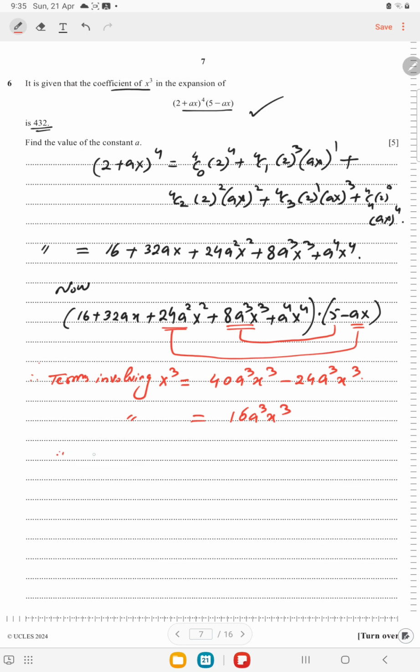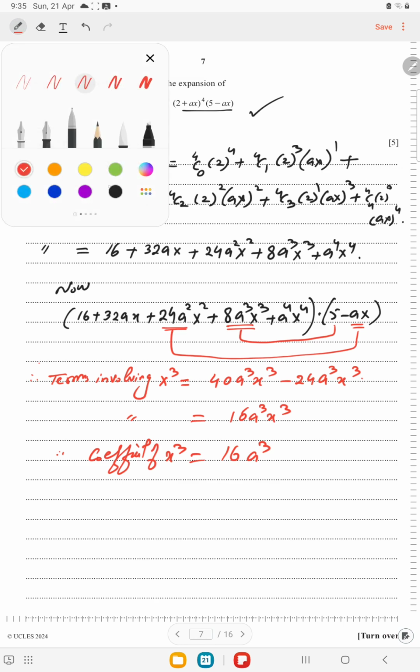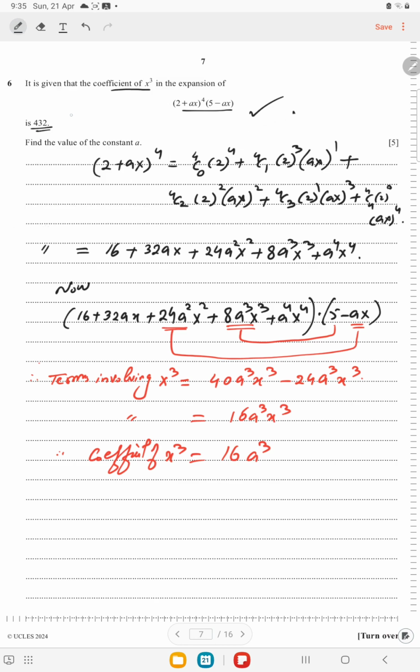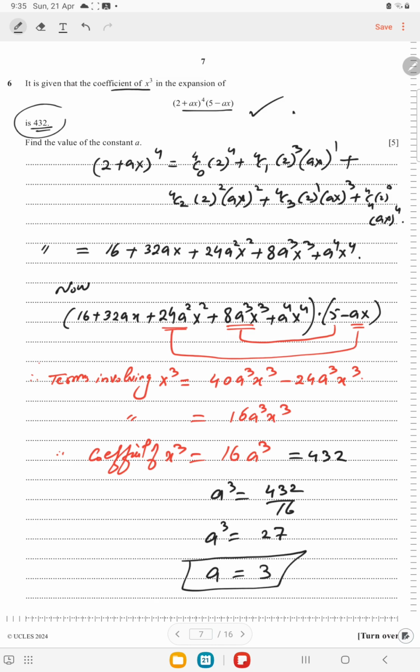So the coefficient of x cube will be 16a3, and it is given in the question, that is 432. So the equation is 16a3 equals 432. Dividing by 16 on either side, 432 by 16 gives me 27 with the calculator. So taking the cube root, a will be 3. I hope it is clear. It's a 5 marks question.